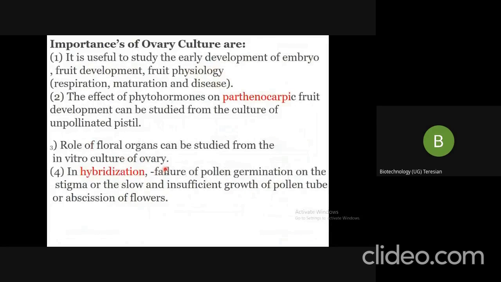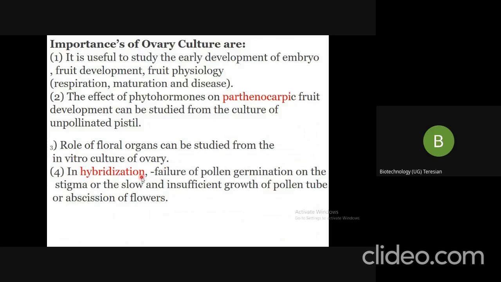So let us look at the importance of the ovary culture. Since we are doing these procedures in the laboratory, the scientist can observe in the laboratory what he fails to observe in nature, by growing these cultures in the glass vase.